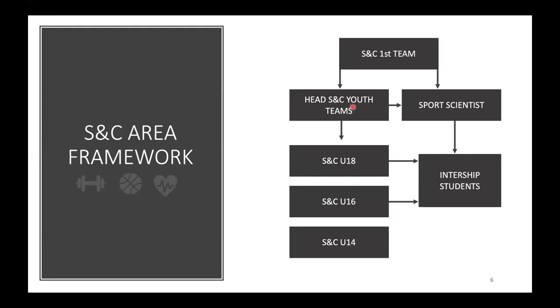As you see in the image, the sport scientist is the same for the first team and for the youth teams. This is good for us because we can always get the same information about the evolution of a player when he goes from one category to a higher one. And when a player from the under 18 team goes with the first team for a practice or a game, we have the same information at all levels. So this is important for us.